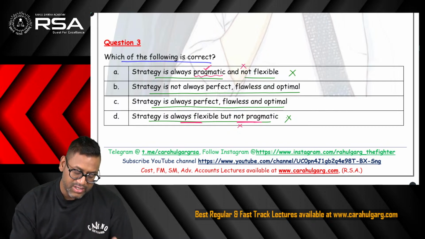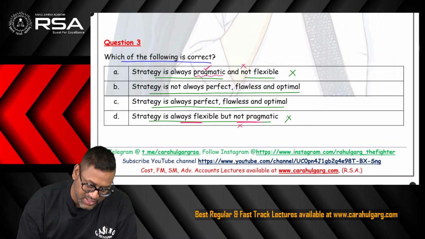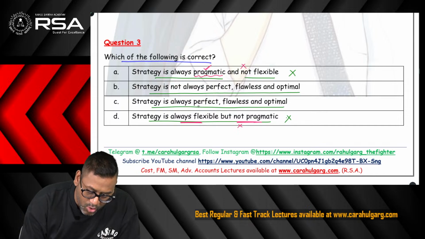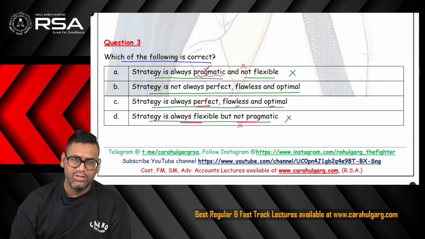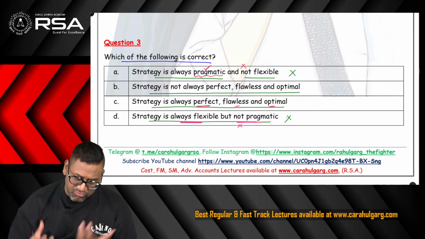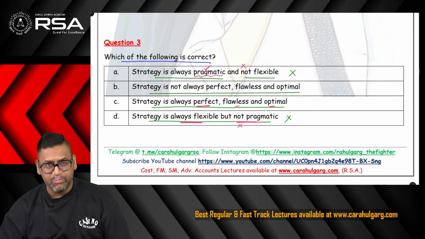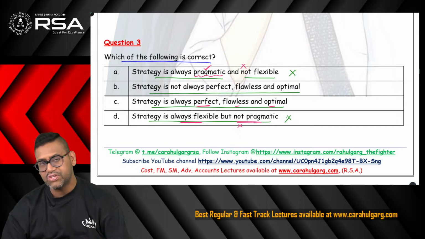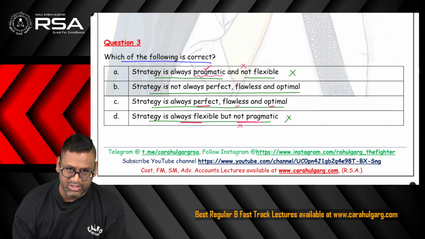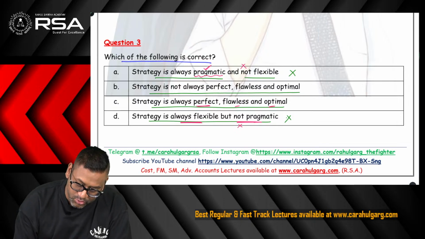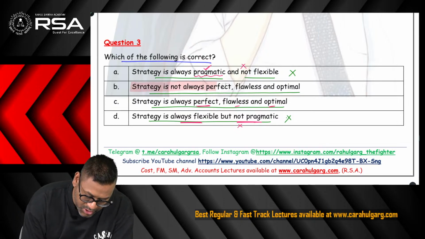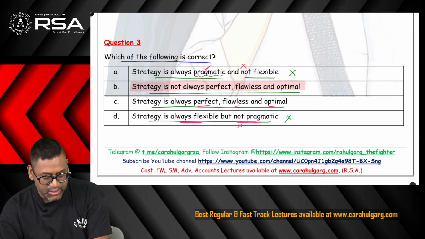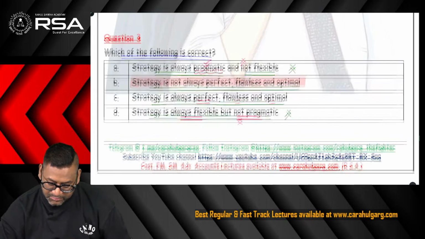Now, barring these A and D, there are two more options, B and C. C option says strategy is always perfect, flawless, and optimal. Not at all. In the practical world, in such a competitive environment, how can you say that the strategy which you have made is obviously perfect and flawless? No, strategy can never be perfect. So, the correct answer is option B, my child. Correct answer is option B.